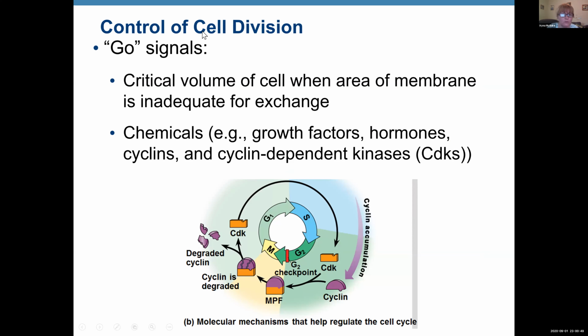And very quickly about control of cell division, your cells constantly receive go and stop signals. Go signals mean, go ahead and divide, or stop division. So go signals include the critical volume of a cell. When a cell is formed, it's smaller and then it starts growing, bigger and bigger until it reaches critical volume, when the area of membrane is inadequate for gas exchange, or for any exchange. So when we have this critical volume, it's a go signal. Plus some chemicals like growth factors, hormones, cyclins, cyclin-dependent kinases. All these chemicals are signaling your cells to divide.